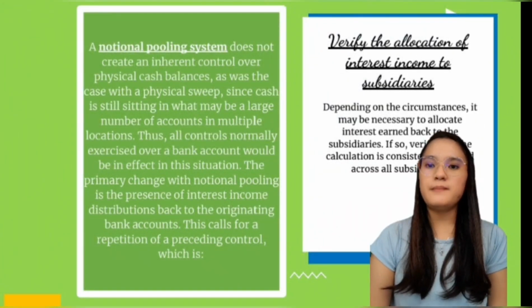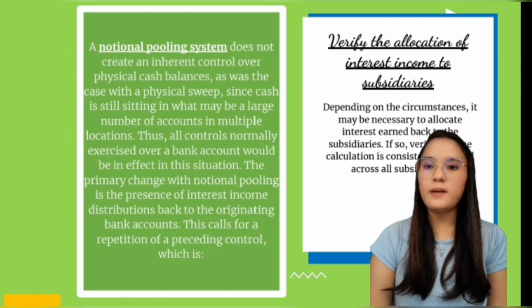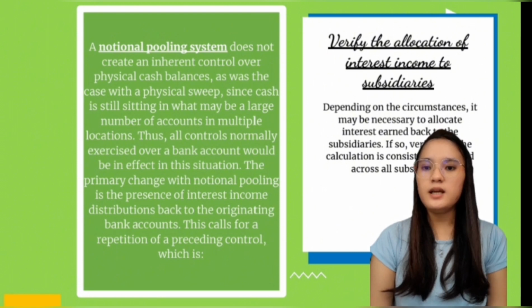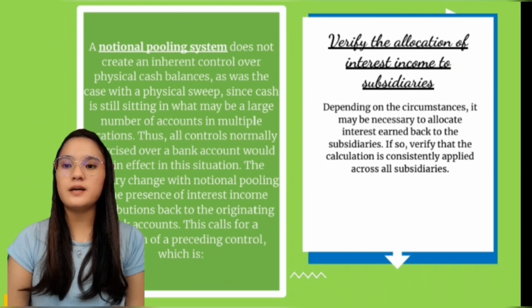A notional pooling system does not create an inherent control over physical cash balances, as was the case with the physical sweep, since cash is still sitting in what may be a large number of accounts in multiple locations. Thus, all controls normally exercised over a bank account would be in effect in this situation. The primary change with notional pooling is the presence of interest income distributions back to the originating bank accounts. This calls for the repetition of the preceding control, which is to verify the allocation of interest to subsidiaries. Depending on the circumstances, it may be necessary to allocate interest earned back to the subsidiaries. If so, verify the calculation is consistently applied across all subsidiaries.